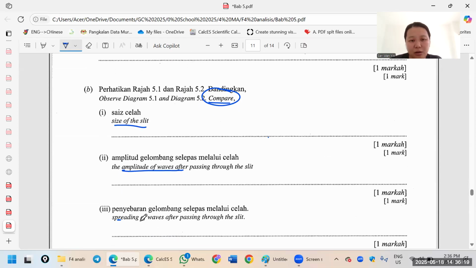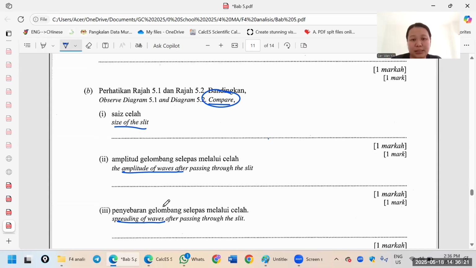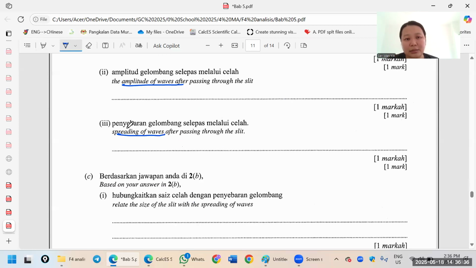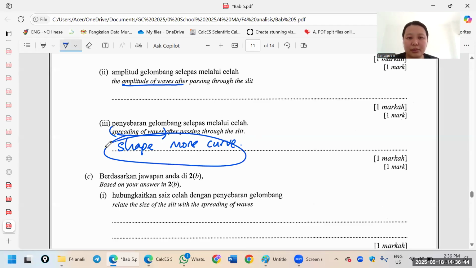Then spreading of wave after passing through the slit. Okay, spread means more bending. So this one, 5.1 is less than 5.2. 5.2 got more bending. Spreading actually means the shape become more curved. Compare, 5.1 is less than 5.2.